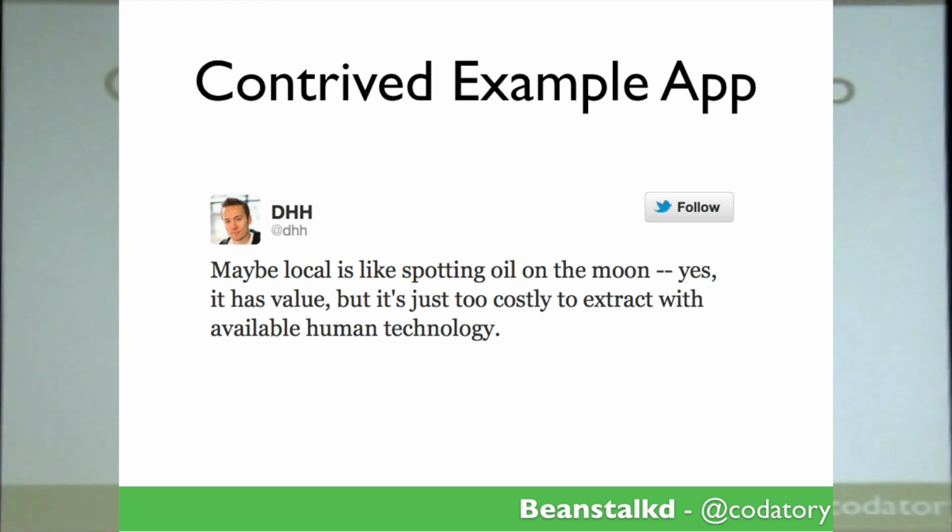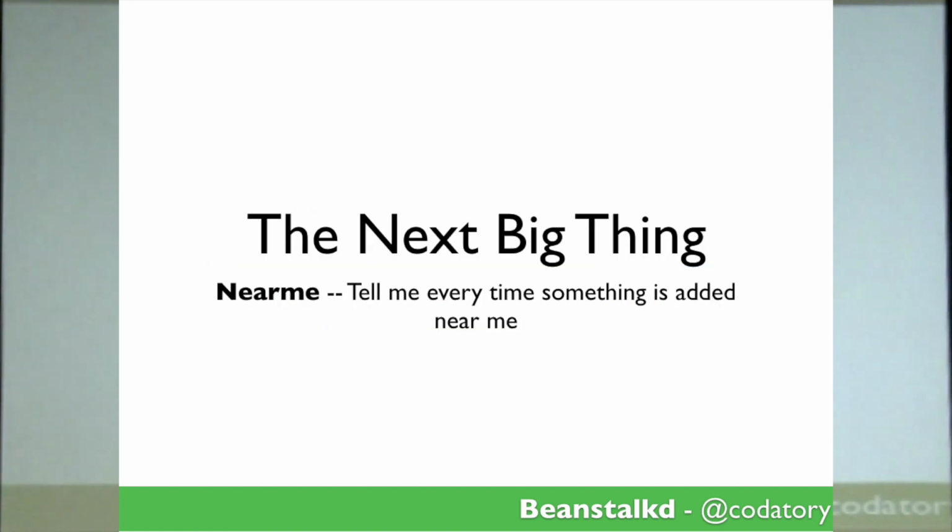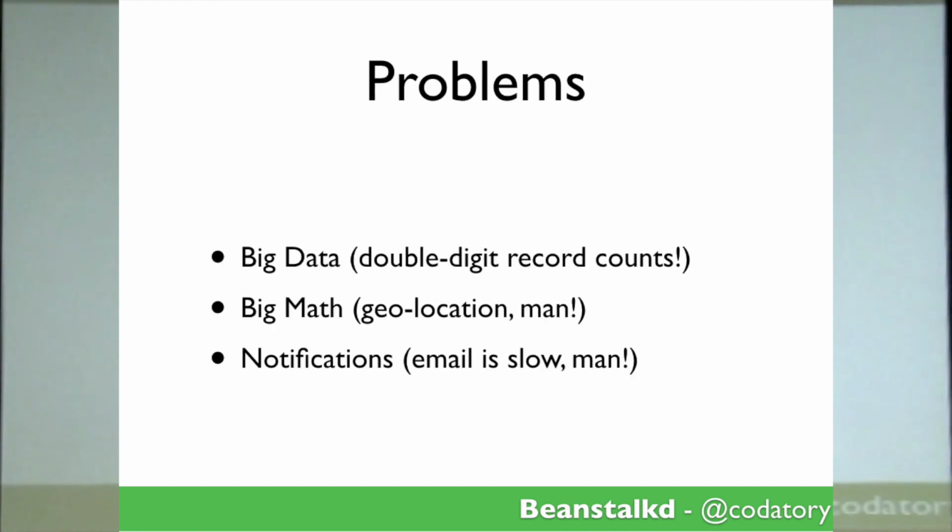So I've got a contrived example app. DHH says maybe local is like spotting oil on the moon. Yes, it has value, but it's just too costly to extract with available human technology. Well, great. I thought I'd make a really cool location-based services app. It's called Near Me. And it's going to give me a list of recommendations of everything that's near me that might be cool. So that's my contrived example app.